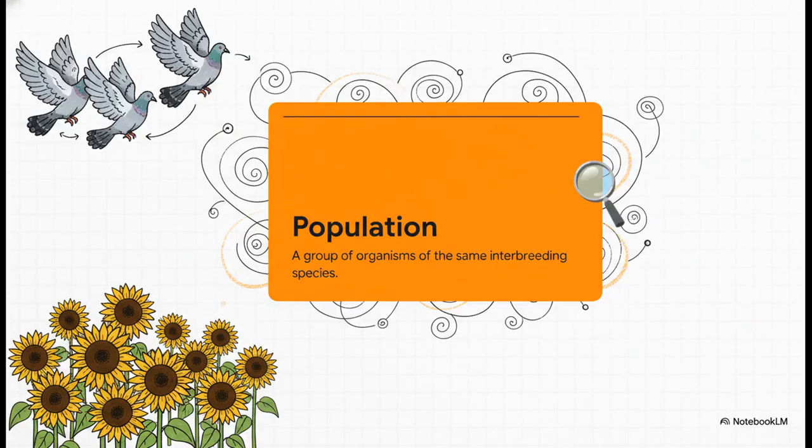But organisms almost never live in total isolation. When you get a group of the same species, all living together and interbreeding, that's what we call a population. So think of all the squirrels in your local park, or all the dandelions in a field. They're all part of the same group, interacting with each other.